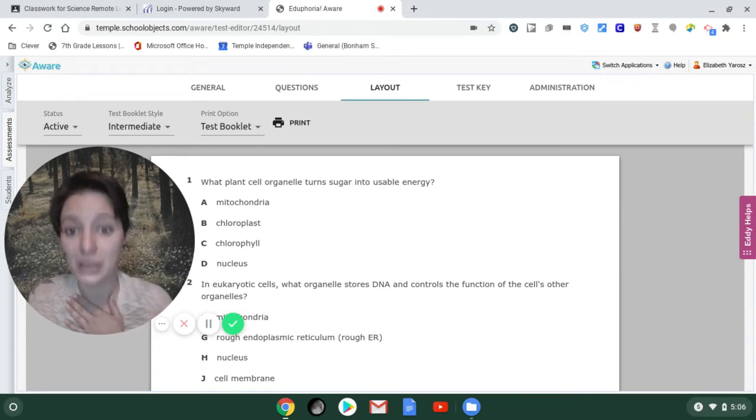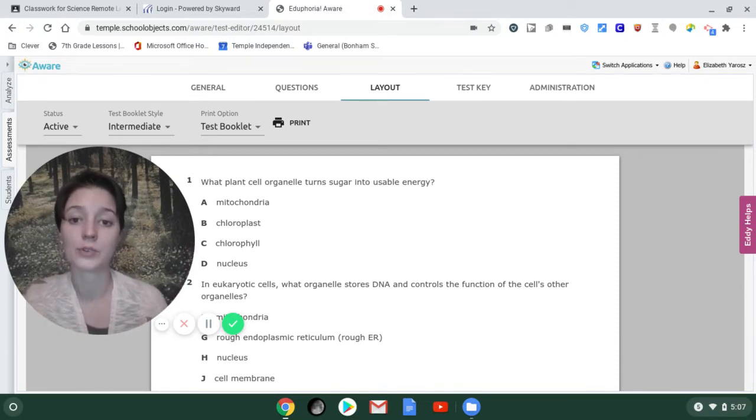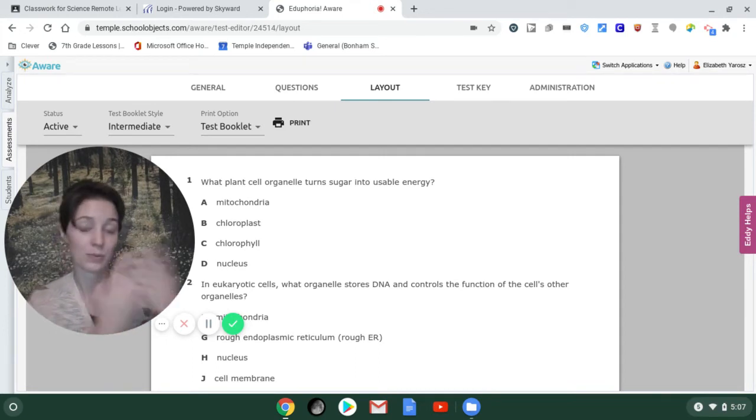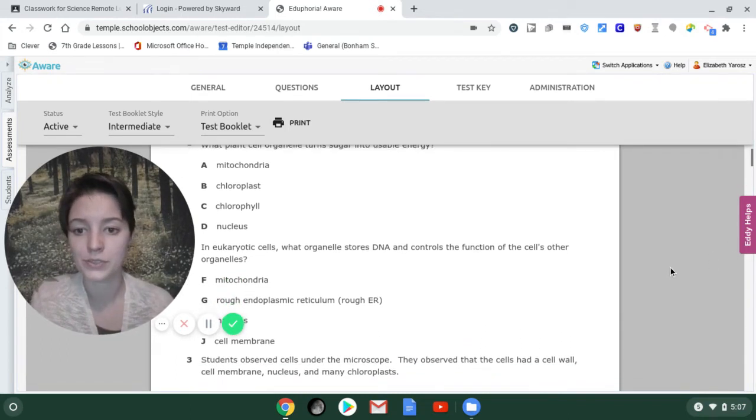So chloroplast makes sugar, but which organelle turns sugar into usable energy, ATP? That's the mitochondria. Mighty mitochondria, your powerhouse. So once the chloroplast makes the sugar, those sugar molecules go to mitochondria. The mitochondria breaks that sugar down with oxygen, and it's left with ATP energy and also carbon dioxide. And that's why we breathe out carbon dioxide, because all the mitochondria in all of our cells are constantly producing carbon dioxide. So the answer there was A.